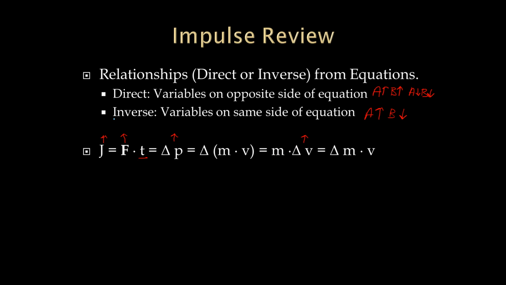Let's look for examples of inverse relationships when the variables are on the same side of the equation. Hey, I see that force and time are on the same side of the equation. So if I were to say that impulse remained the same, that would be the same as saying, hey, our change of momentum is staying the same. And force were to increase, that means that time would need to decrease, or vice versa. If our force decreased, our time would need to increase.